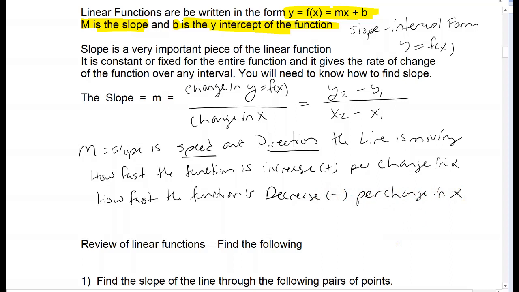No matter where I'm at on my line, if I can find slope, slope gives me how fast the line is moving up if it's a positive slope, or moving down if it's a negative slope. The speed part is the size. Direction would be moving up or moving down. Positive means it's moving up, negative means it's moving down. How fast, the bigger the number, the faster it is. It's the steeper the line. And the positive and the negative are what direction it's moving in.